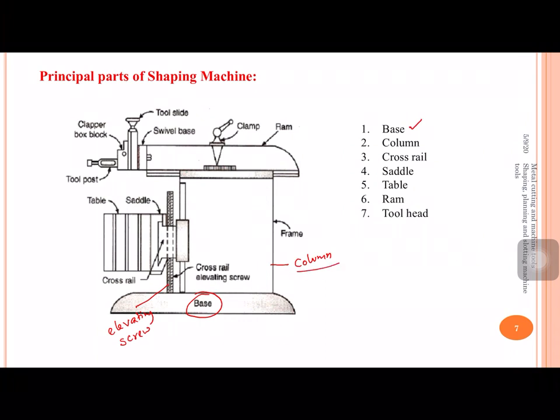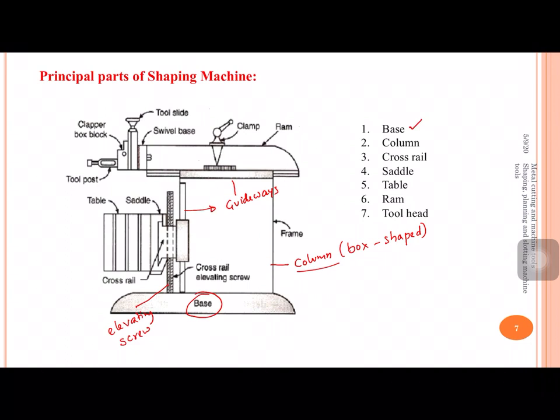Here this column is a box shaped cast product which is hollow inside, and inside this box we are going to place the mechanism or the machine elements which are required to create the kinematic aspects related to the machine tool, that is, providing the cutting motion and feed motion either to the tool or to the work part. And this column is provided with guideways. You can see these are the guideways which are provided at the top and also at the front.